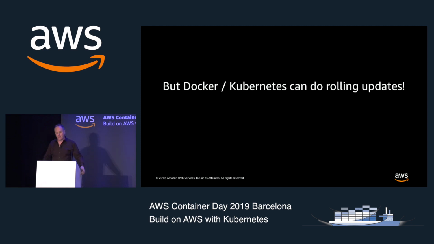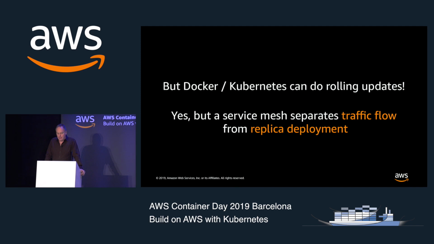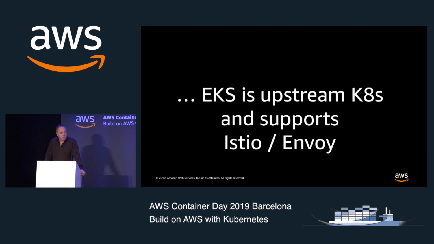And I was very proud to show it to people. That was kind of the highlight. But I didn't get this traffic shifting. So if you want traffic shifting and separating traffic flow from replica deployment, that's one of the core use cases for using a service mesh. So if you want to do Istio and Envoy today, you can do it on EKS.